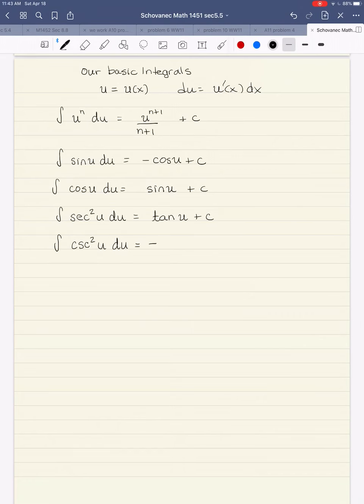The integral of the cosecant squared of u du is minus the cotangent of u plus c. 2 more. The integral of the secant of u times the tangent of u du is the secant of u. The integral of the cosecant of u times the cotangent of u is minus the cosecant of u.